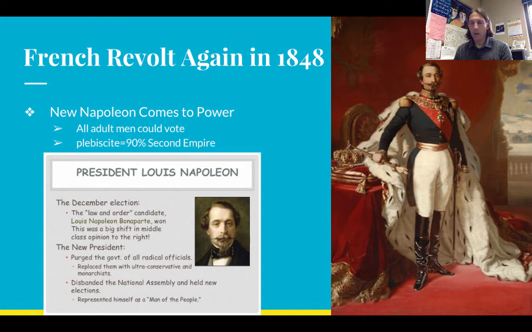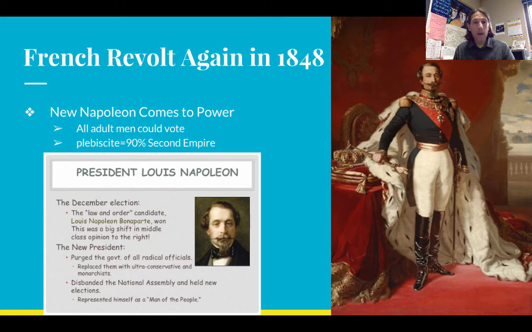He is going to bring the ability for the economy to get back on its feet again and to kind of get things going. And it's going to prevent the far left radicals from totally upheaving the whole system. And just like his uncle, what he does is he has a plebiscite. He gives all adult men the right to vote. So that goes from like 200,000 people being able to vote to someone like 9 million.